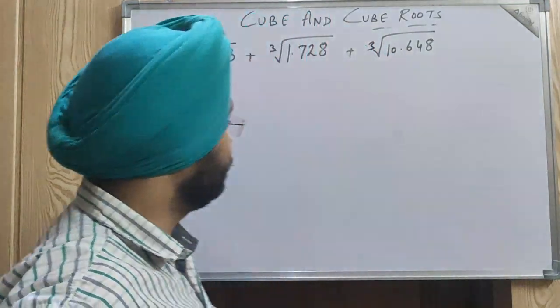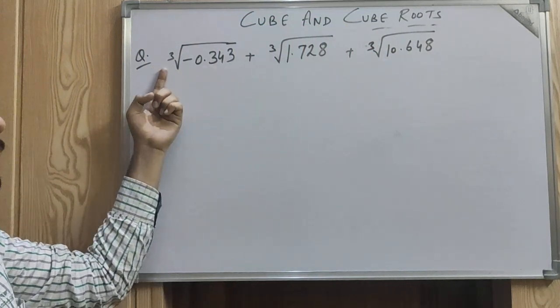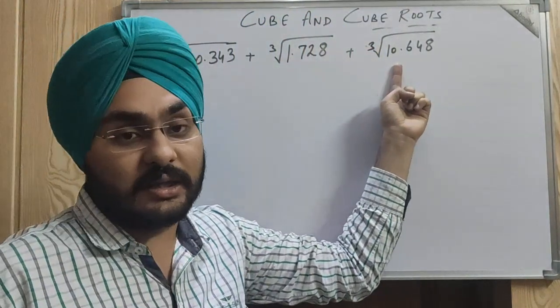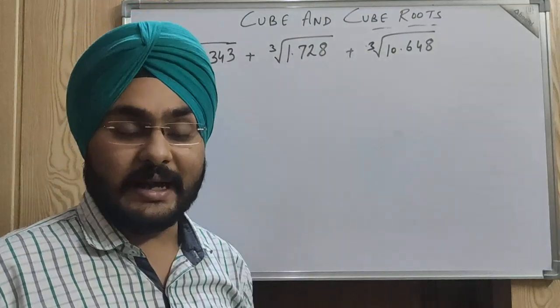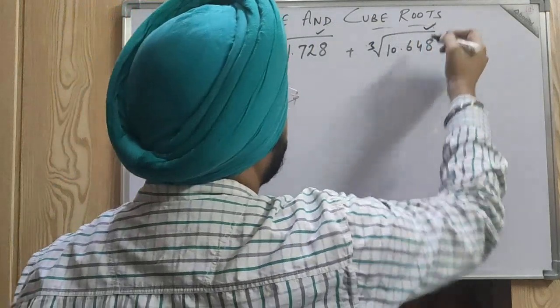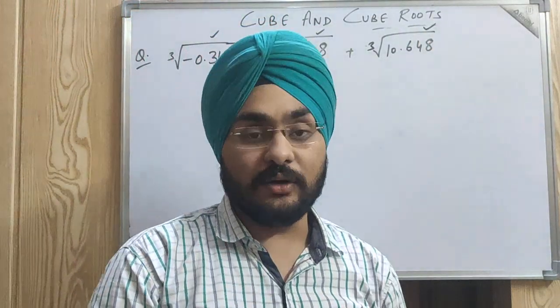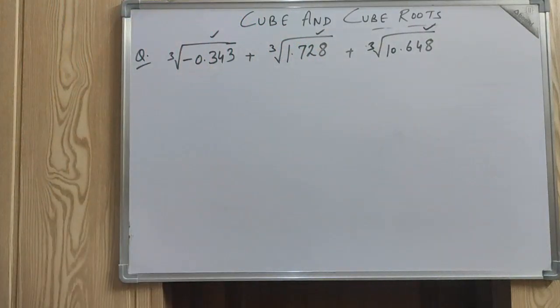Okay, coming to the next question now. Minus 0.343 cube root. Again the cube root of that, again the cube root. So all we have to do is add them. Basically, these are three different types of cube roots here. Just solve these three different types of cube roots and then add all of them. Okay, firstly coming to this one.